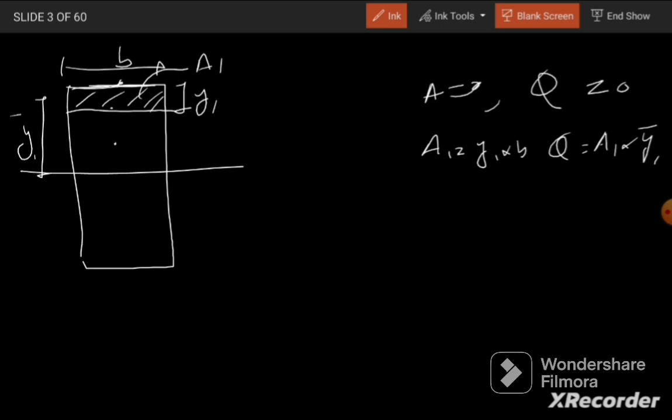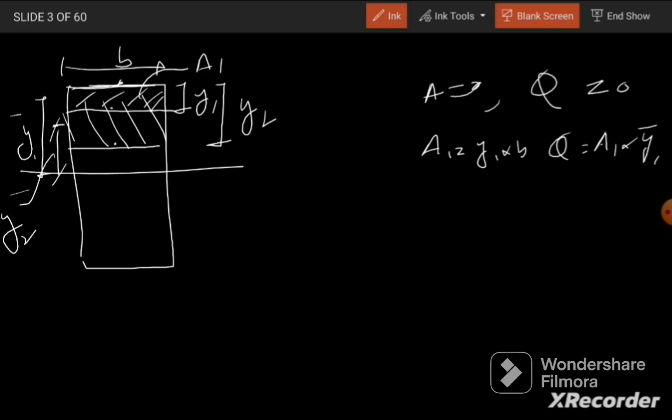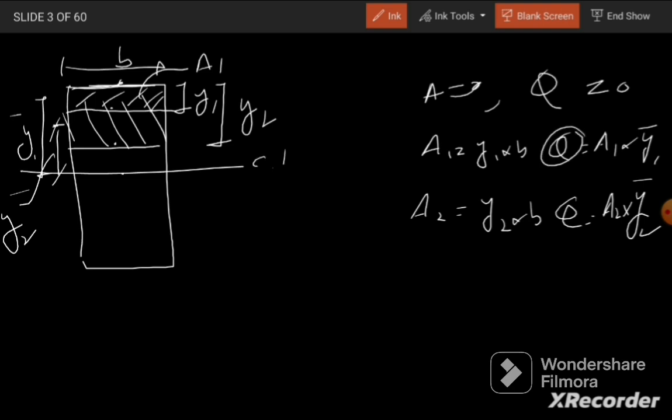Similarly, if I take the point over here, we need to consider this much area. If this distance is Y2 and the centroidal distance is Y2 bar, our A2 will be equal to Y2 times B, and Q will be equal to A2 times Y2 bar, and its value will be more than the previous value. Similarly, as we move toward the centroidal axis, the value of Q continues to increase.